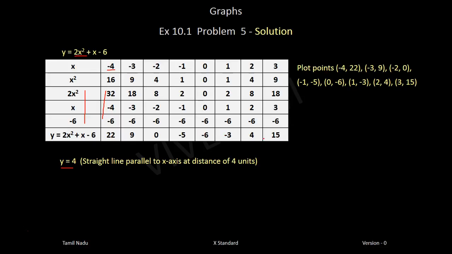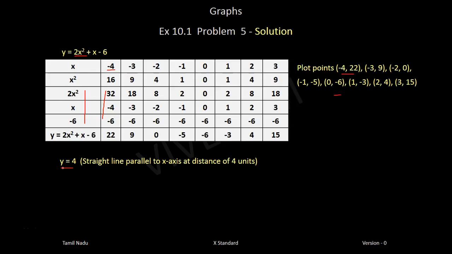Now we have x value and the corresponding values of y, right? This is x value and this is y value. Putting it together, we can form the points which need to be plotted. So that is what I've done here. So the points are minus 4, 22, minus 3, 9, minus 2, 0, minus 1, minus 5, right? Like that you can get the remaining points. Now we have the points which need to be plotted to represent this equation.